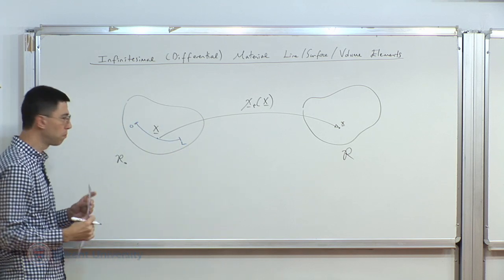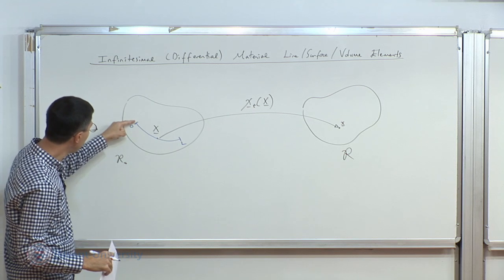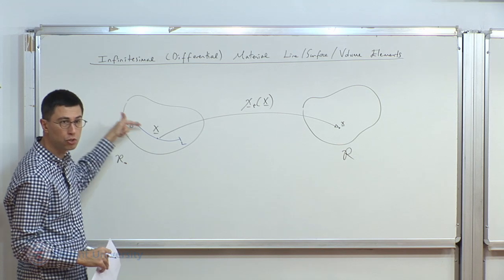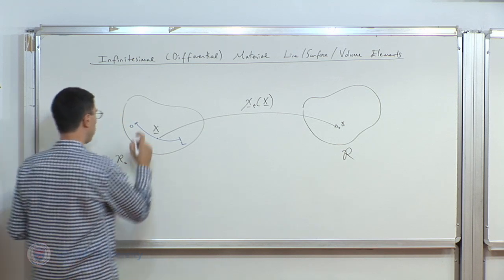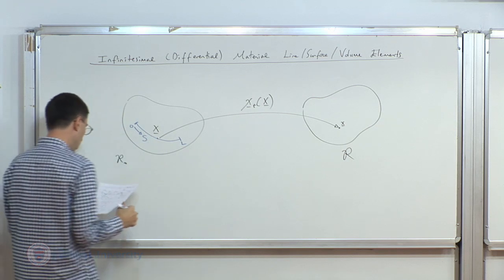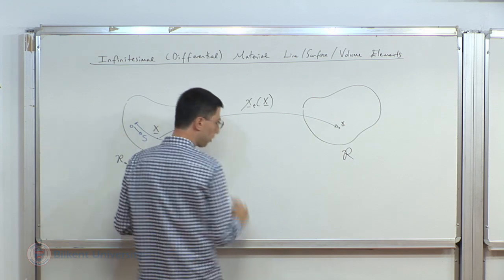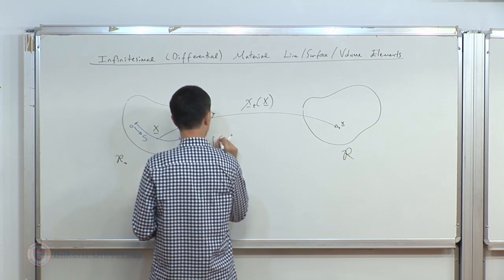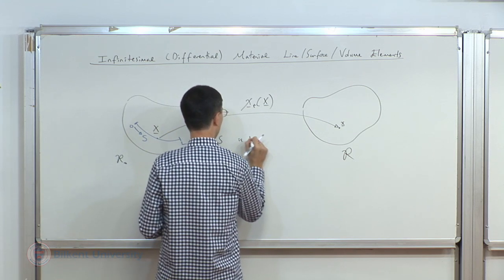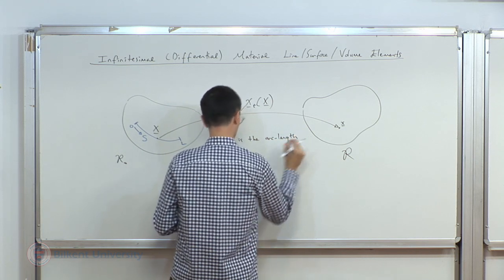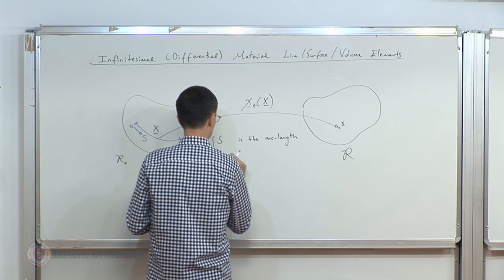And the line has a length L, okay? And in order to measure the distance I move along the line from one end to the other end, I'm going to introduce a coordinate. I'm going to call this coordinate capital S, okay? So capital S eventually will be called the arc length parametrization.